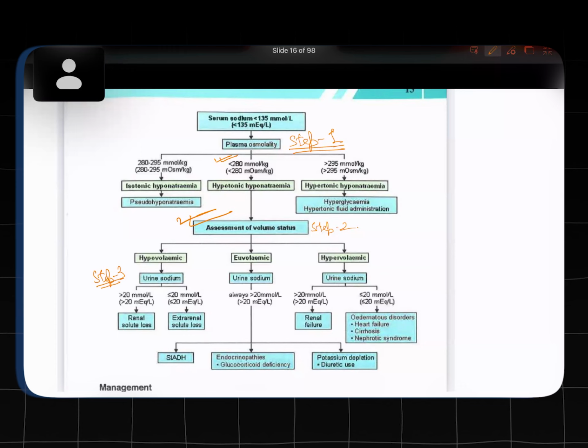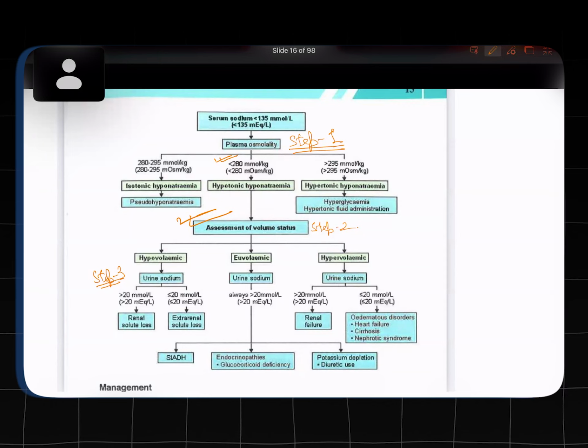And based upon different findings, we have to classify. If the urine sodium is more than 20, then there is a renal solute loss, so there is possibly a renal injury. If urine sodium is less than 20, then it is extra renal salt loss. So it can be dehydration from other causes, lots of sweating, any GI loss, those types of things you have to rule out. If it is euvolemic, then the causes are SIADH, hypothyroidism, hypoadrenalism, and also diuretic use. And if it is a hypervolemic cause, then mostly heart failure, CLD, cirrhosis, renal failure, nephrotic syndrome, you have to rule out.